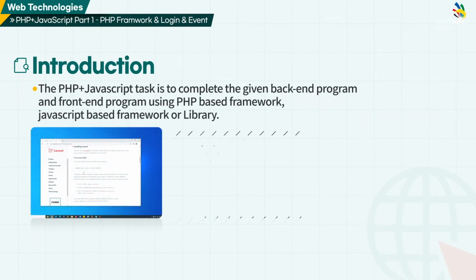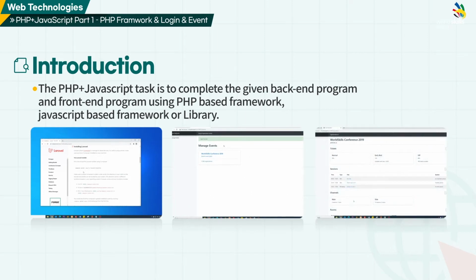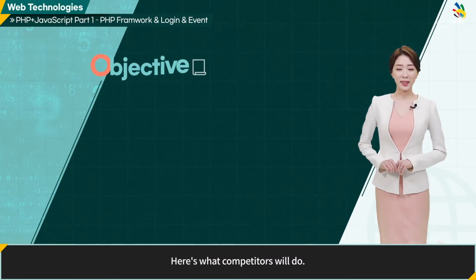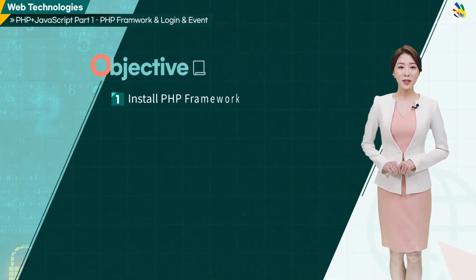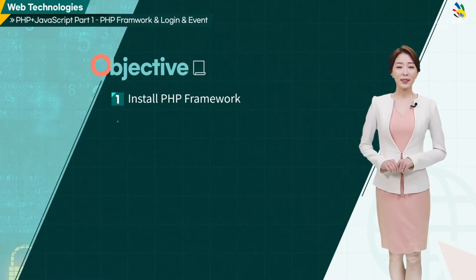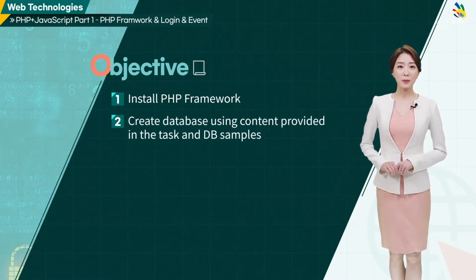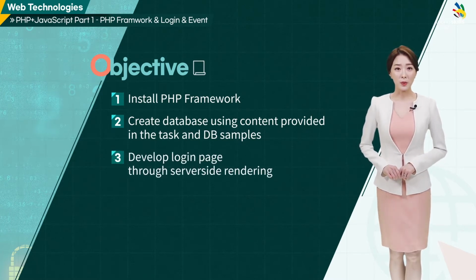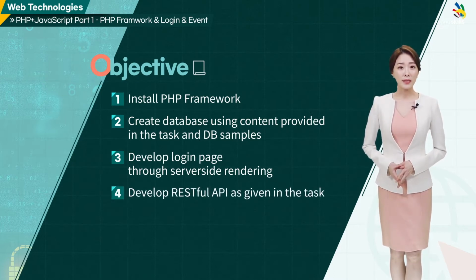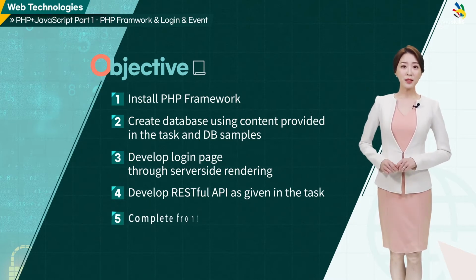The PHP JavaScript task is to complete the given back-end program and front-end program of tasks presented using a PHP-based framework, JavaScript-based framework, or library. Here's what competitors will do. First, install a PHP framework. Next, create a database using content provided in the task and DB samples and implement a login page through server-side rendering. In addition, you should implement a RESTful API as given in the task and complete the front-end program.